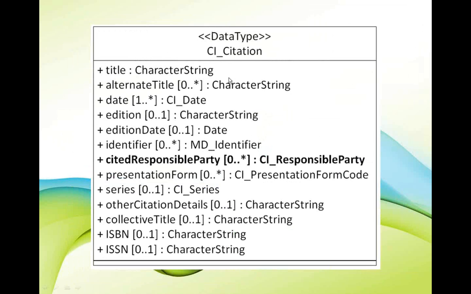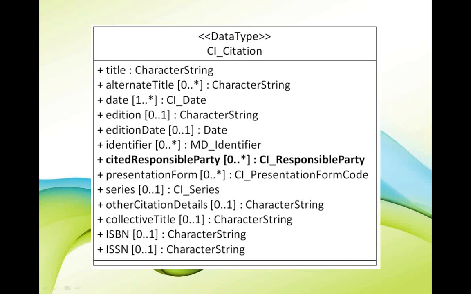But CI citation is made up of a title, which is a free text character string. I have an alternate title, which is optional and repeatable. I have a date, which has to be of a CI date. That's a specific date time format, and that's mandatory and repeatable. Edition, edition date, identifier, a cited responsible party. Again, we have another one of those little building blocks that we link back out to, which is our responsible party. Presentation form, code, series, other citation details, collective title, ISBNs, and ISSNs.